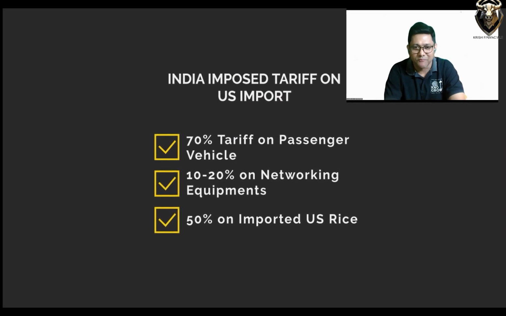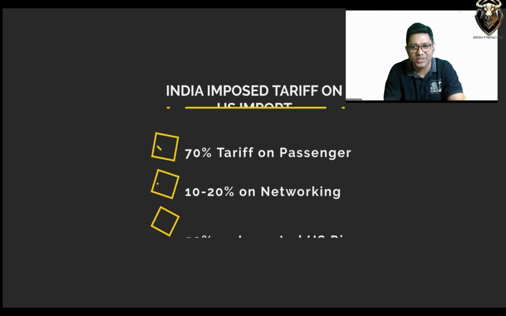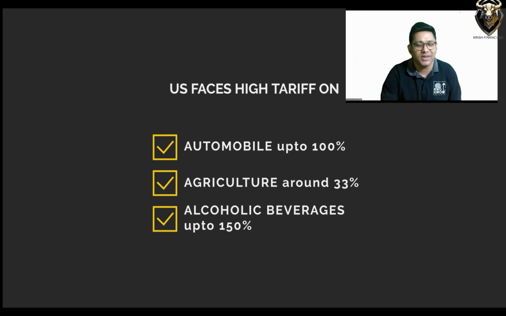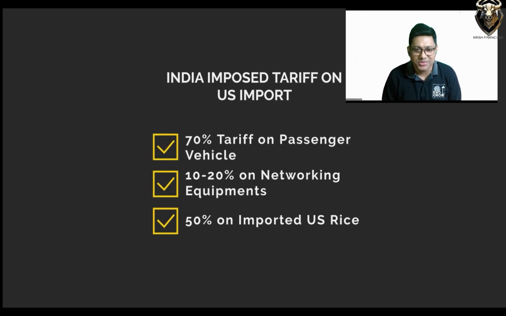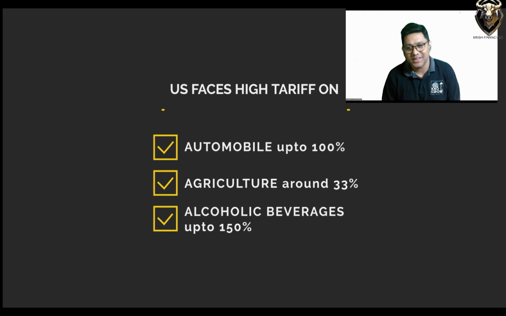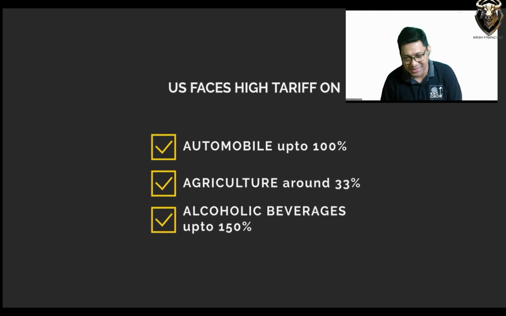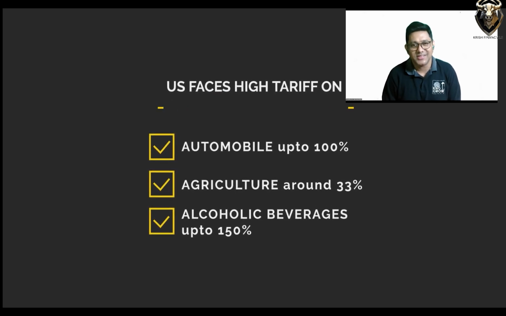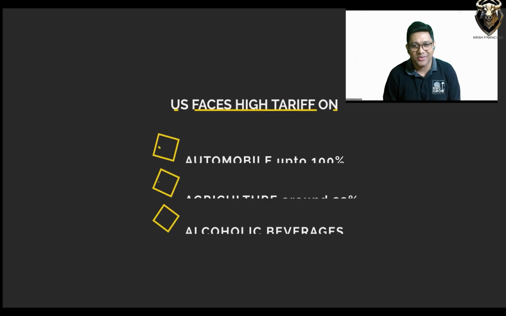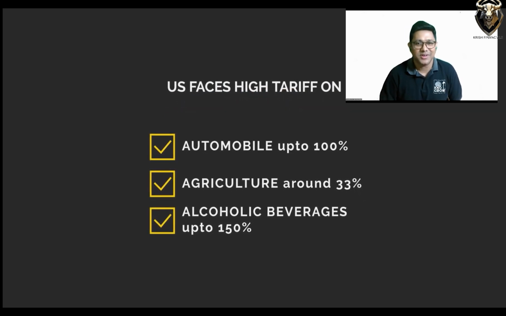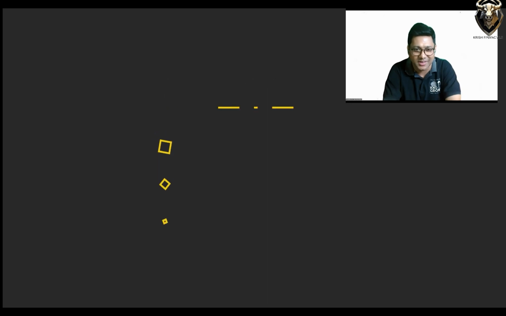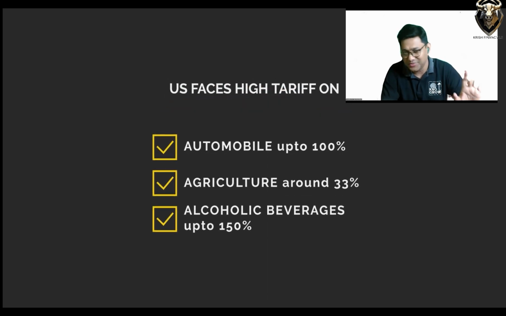Now the US is also pushing for a gradual lowering of Indian tariffs on key sectors. India normally imposes high tariffs on automobiles, which have gone up to almost 100%, agriculture on average 33%, and alcoholic beverages where it is 150%. Those remain a significant obstacle. So that is on the tariff side.